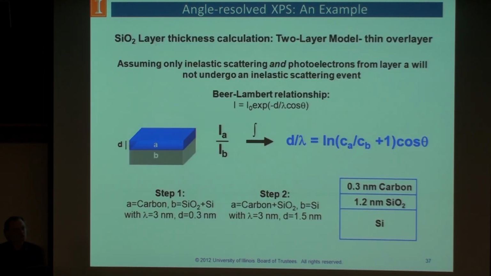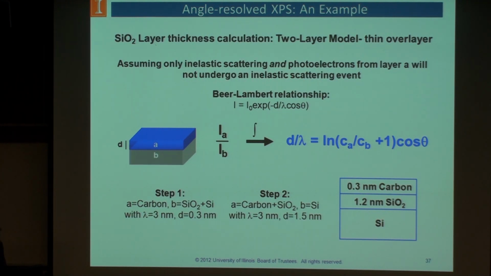So here's an example of a system that Giulio showed this morning. Now we can use this angle-resolved method with a model and develop a method to determine the thickness of this material. And so we'll be using, again, the Beer-Lambert relationship. Now you have to remember, this is just a model because this is only assuming inelastic scattering. There's also forward scattering that can take place in the emission process. But those models are much more complicated and don't give you that much more in terms of quality of the number you calculate. So you do it the simple way, it's a little bit easier.